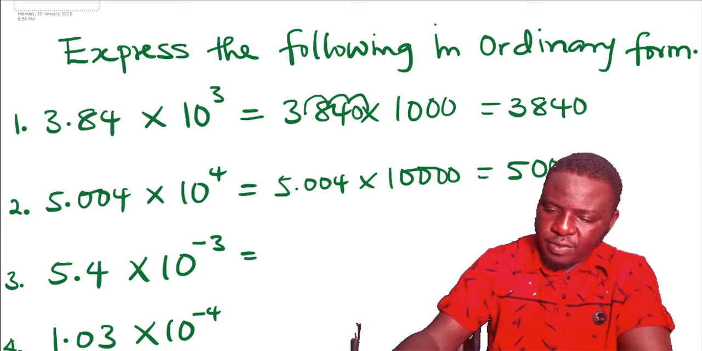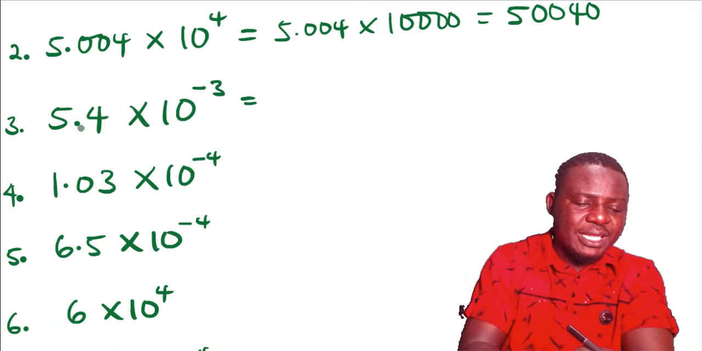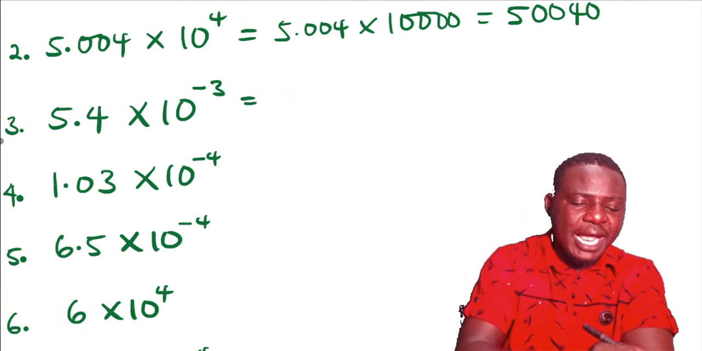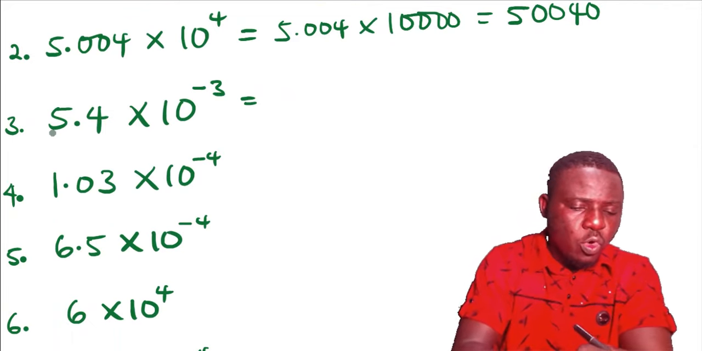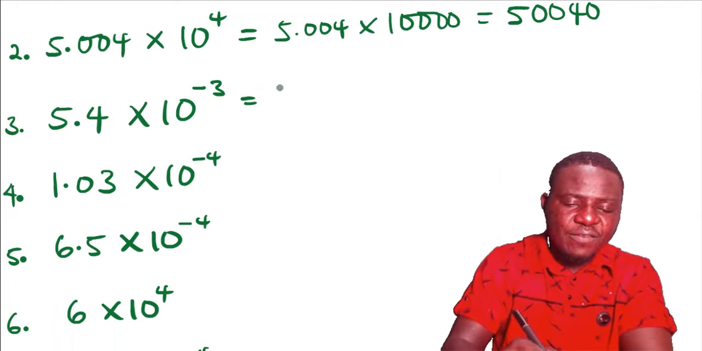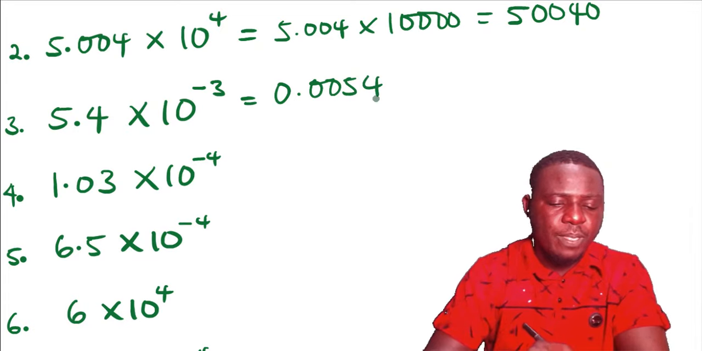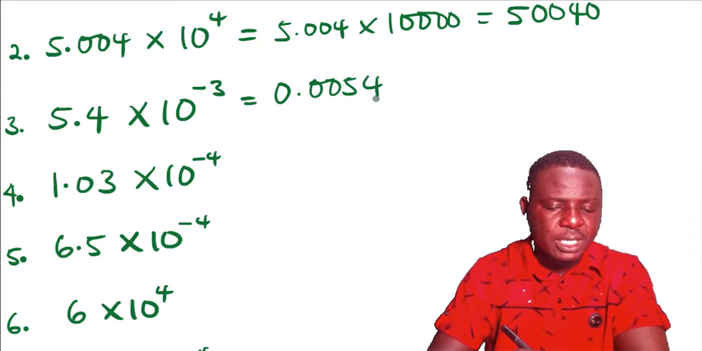A negative power means I'm going to be moving the decimal point 3 times to the left. So we already have 1 digit. All I need is 2 digits after the decimal point before the significant figure. So this becomes 0.0054. I hope you understand this.